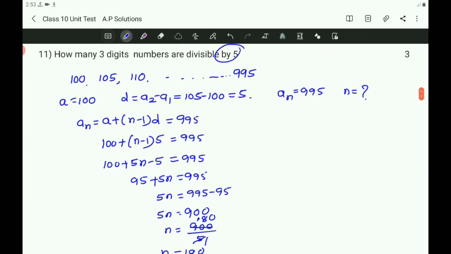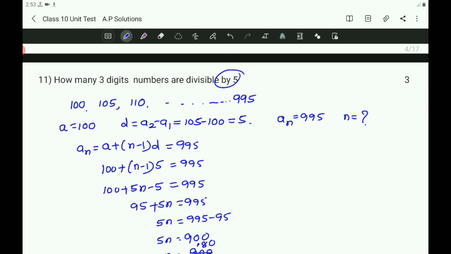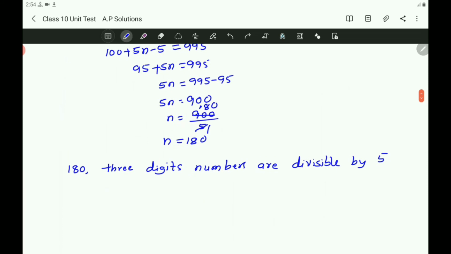Here n is not given, we have to find out n, considering this is the nth term. That is the last 3 digit number which is divisible by 5. You must know the nature of the numbers which are divisible by 5. So the unit digit must be 0 or 5. So you take the first 3 digit number divisible by 5 is 100. And the last 3 digit number which is divisible by 5 is 995. Totally how many numbers you are going to get here? Totally 180 numbers. 180 3 digit numbers are divisible by 5.